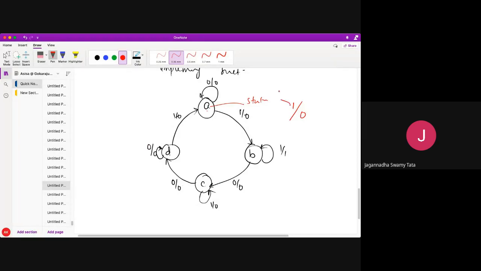So this 1 represents the input, this 0 represents the output. So here 0 represents the output, 0 represents the input. So you can see output depends not only on the present input but also on the present state. That's why both input and output are on the state transition path. You can see this is my input, this is my output. So this is the difference in the state diagram of the Mealy circuit.